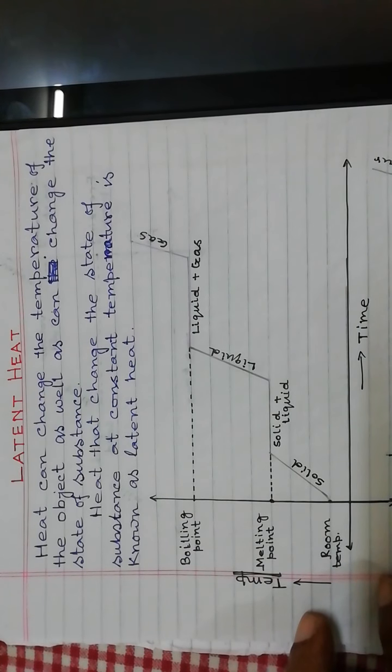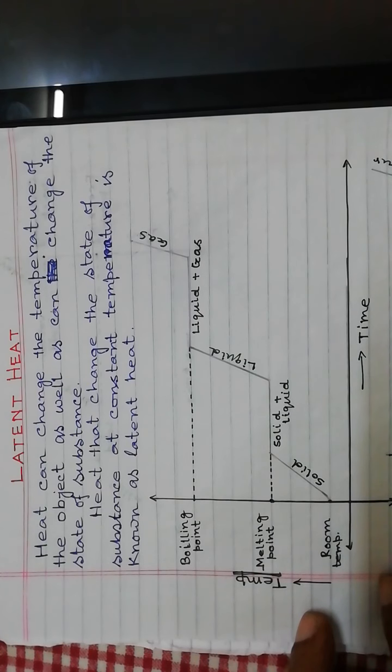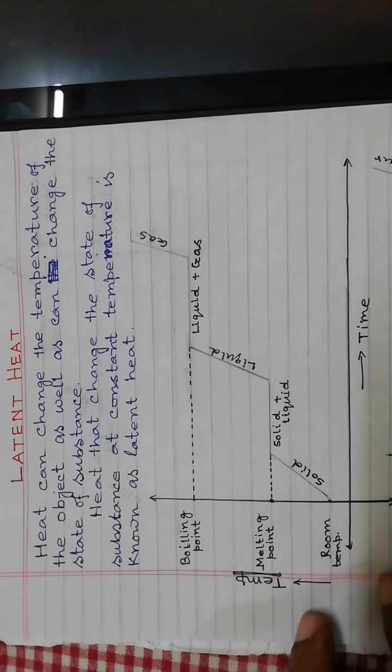Everyone, today I start about latent heat. Heat can change the temperature of the object, and it can also change the state of a substance. State of substance means solid, liquid and gaseous.